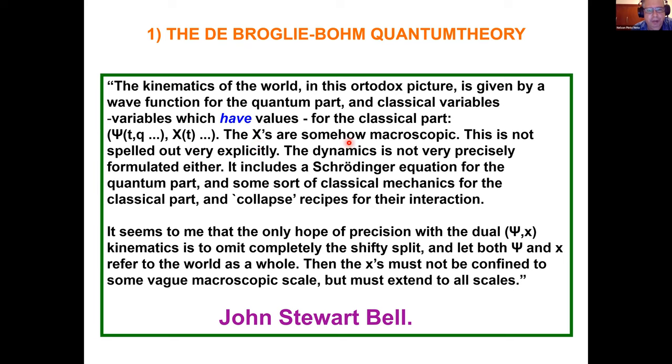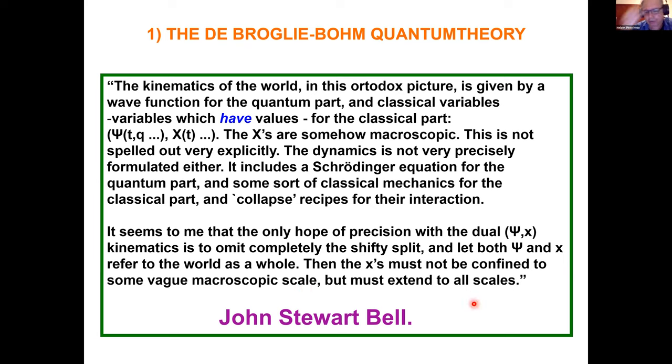The x are somehow macroscopic. This is not spelled out very explicitly. The dynamics is not very precisely formulated either. It includes a Schrödinger equation for the quantum part and some sort of classical mechanics for the classical part and collapse results for their interaction. It seems to me that the only hope of precision with the dual psi x kinematics is to omit completely the shifty split and let both psi and x refer to the world as a whole. Then the x must not be confined to some vague macroscopic scale, but must extend to all scales.